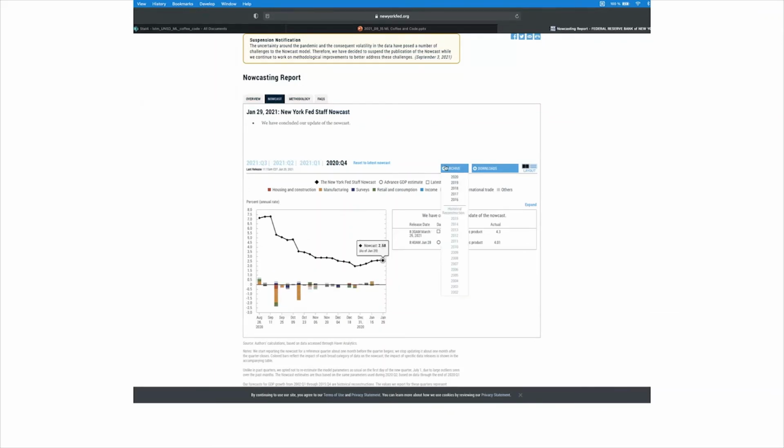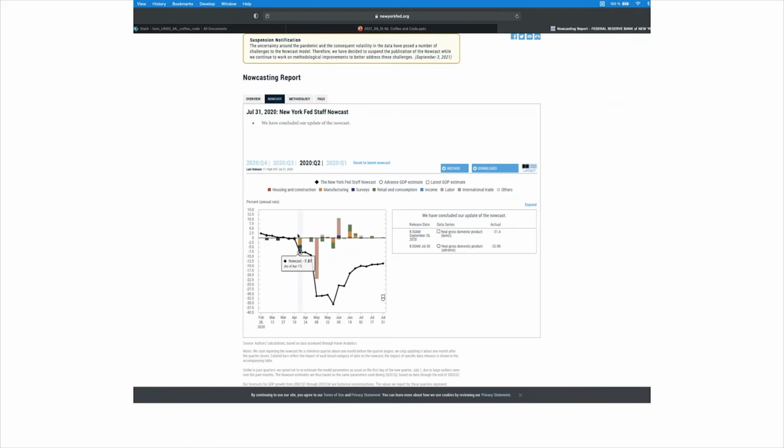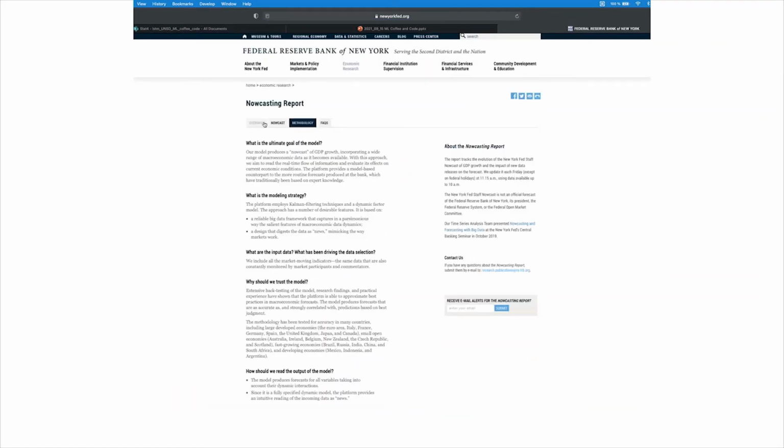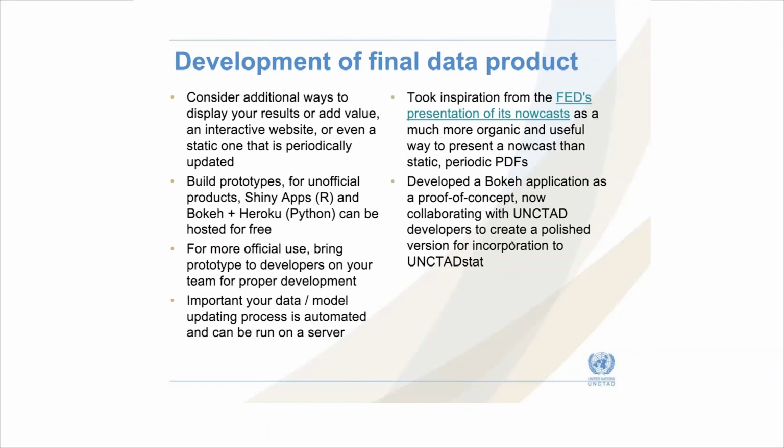If we go to 2020, you can see some of the craziness that ensued in the second quarter of 2020, where earlier in the quarter they were thinking, okay, not too much going on, maybe low growth, 1%, 2%, and then plummeting to 30% declines as COVID set in. So it's just interesting to be able to interact with the product of the model in a more organic and tactile way, to read about their methodology, FAQ, etc. So the idea now is to take that idea and create something similar for UNCTAD's nowcasts.